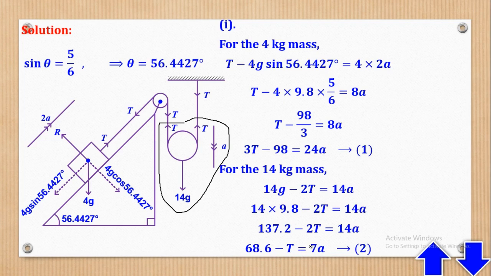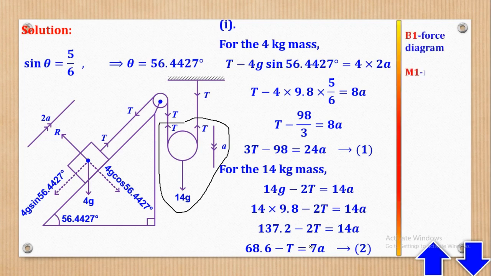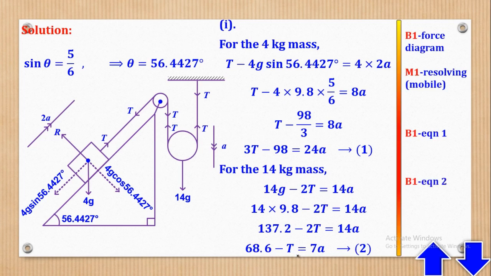So before we go to the next slide, let's see how marks can be awarded. B1 for the correct force diagram drawn using a ruler, M1 for resolving, and a small bar can be given at that step or this step. B1 for equation 1, B1 for equation 2.